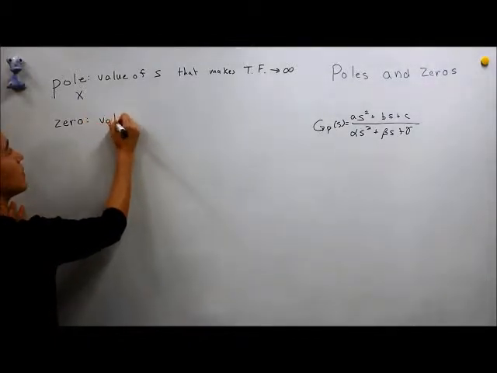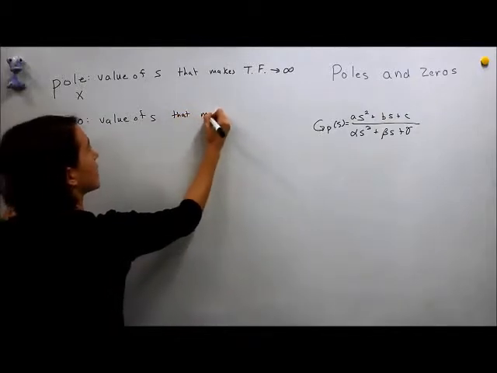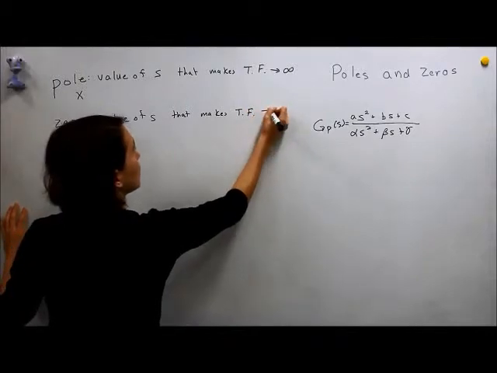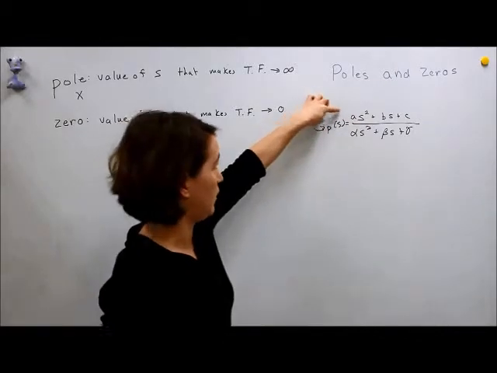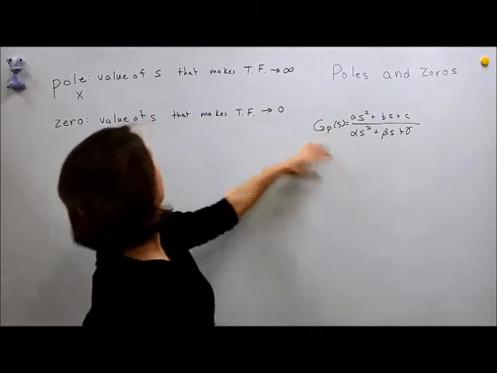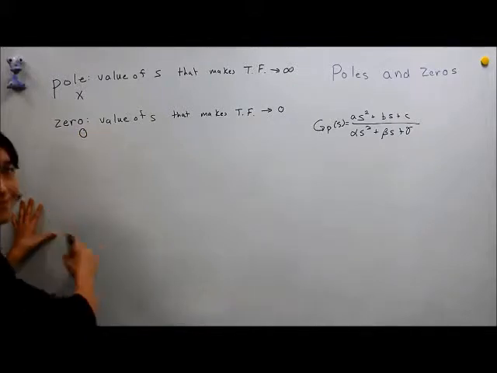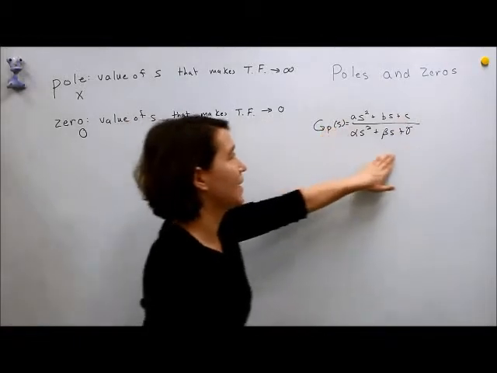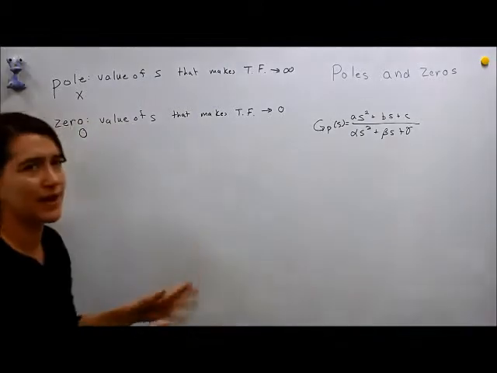And then the zeros are essentially the opposite. It is the value of s that makes the transfer function go to 0. So essentially it's going to be the roots of the numerator here. So the value of s that makes this become 0, so that's the 0. And we denote that as a circle. And then the poles are the values of s that make this expression, the denominator, 0. So let's just do a quick example.